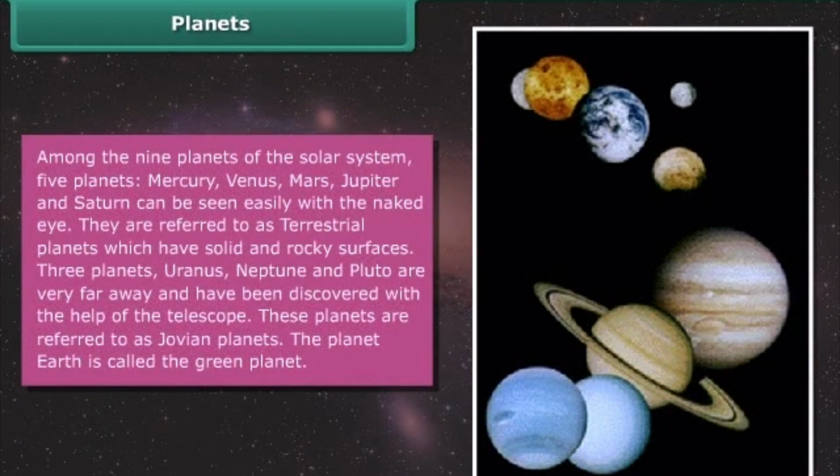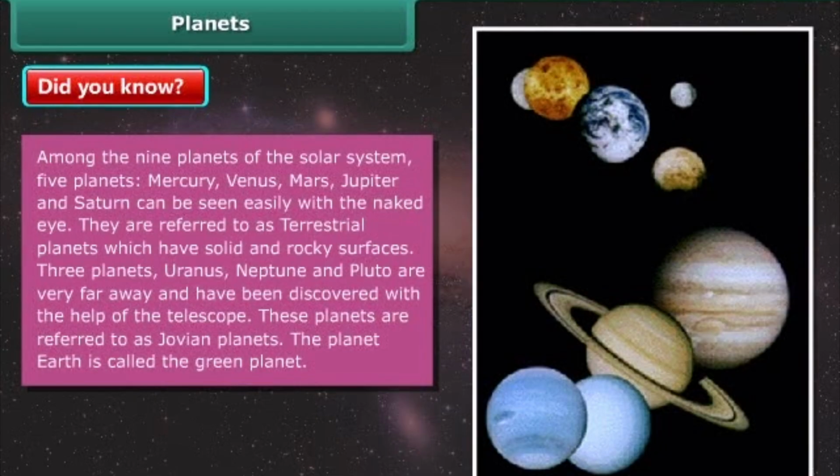Among the 9 planets of the solar system, 5 planets, Mercury, Venus, Mars, Jupiter and Saturn can be seen easily with the naked eye. They are referred to as terrestrial planets which have solid and rocky surfaces. 3 planets, Uranus, Neptune and Pluto, are very far away and have been discovered with the help of the telescope. These planets are referred to as Jovian planets. The planet Earth is called the green planet.